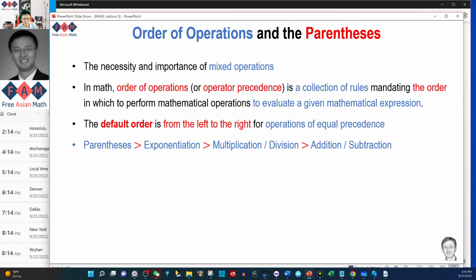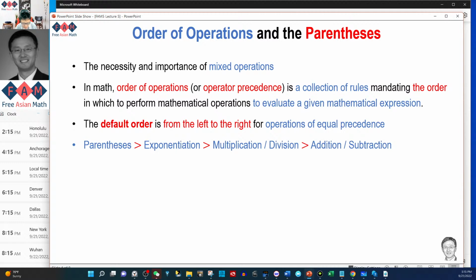I heard, this is actually real, I heard some of you have had teachers who told you that addition has a higher precedence over subtraction. That's ridiculous. The teacher is not just wrong, the teacher should be fired. That's just plainly ridiculous. Okay?